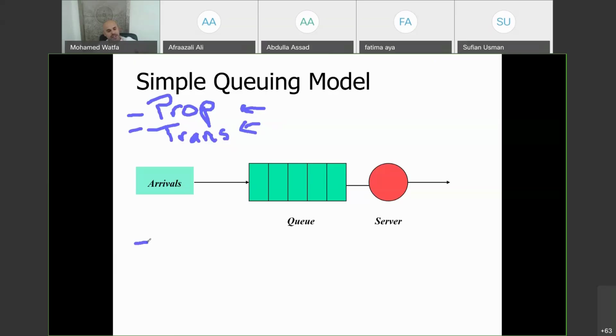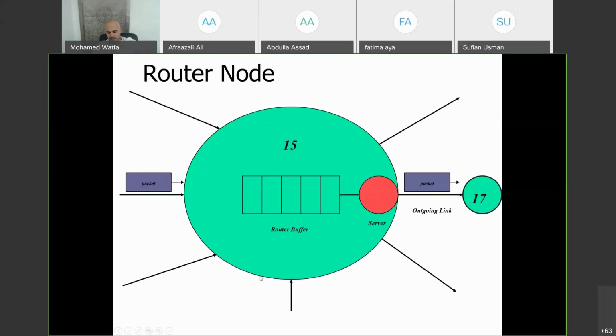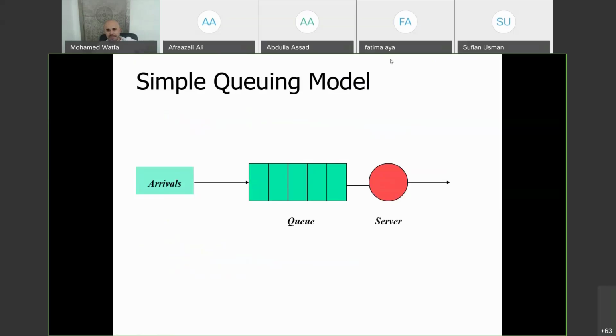Now the 2 others that we did not talk about: one is called the processing delay, and one is called the queuing delay, which are not always there. The queuing delay, and the processing delay.